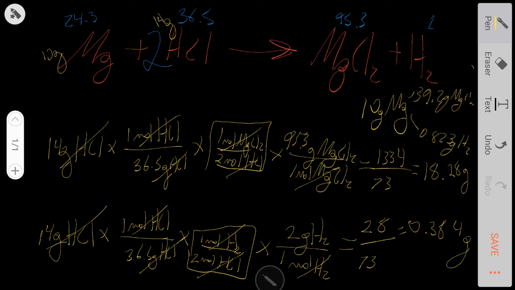So look at that. If I were to compare the two, 10 grams of Mg can make a grand total of 0.823 grams of H2, and 14 grams of HCl can only make 0.384 grams of H2. This is less. So what's my limiting reagent? What's going to be limiting me? What's my strings in this reaction? It is the HCl.